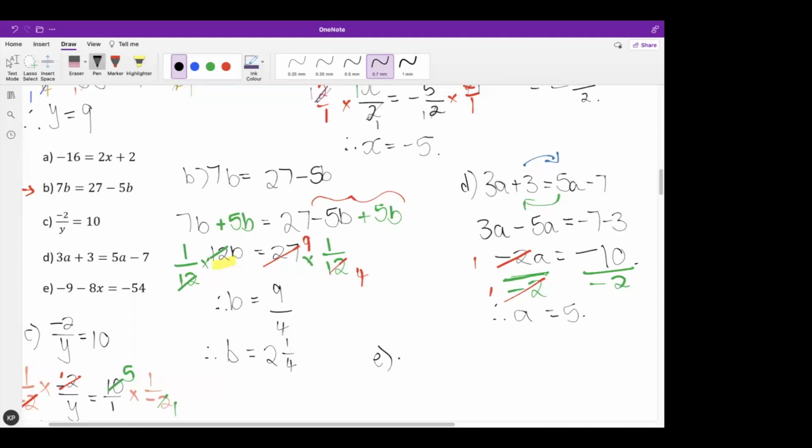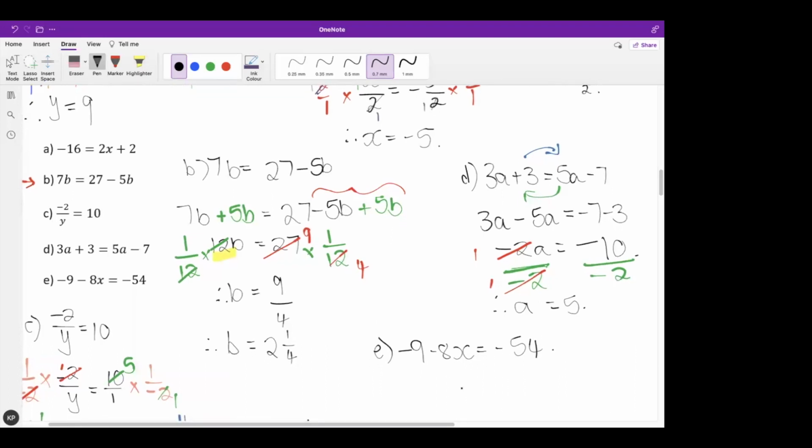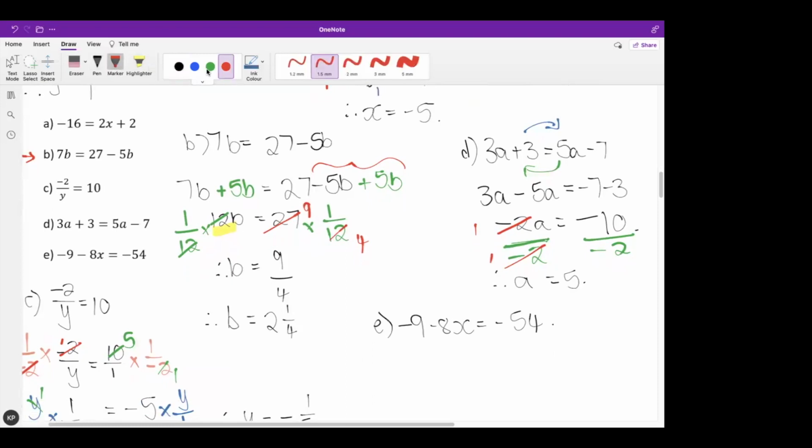Let's move on to E. Negative 9 minus 8x is equal to negative 54. All right, let's get rid of negative 9. When we get rid of negative 9, we know it's going to end up being what's on the right-hand side. The inverse operation of a negative is a positive. So I'm going to have negative 8x is equal to negative 54 plus 9.